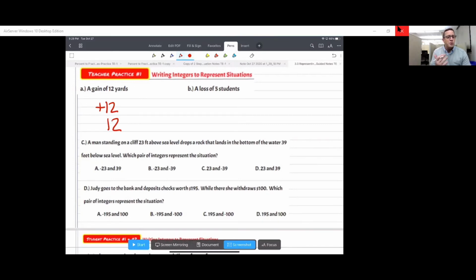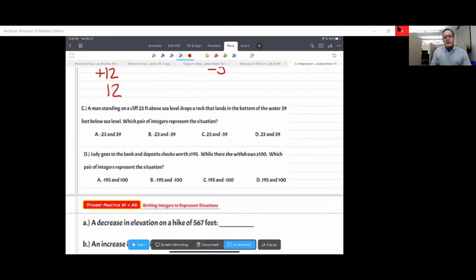A loss of 5 students, okay? Let's say we're doing a fire drill or something and I'm missing 5 students. Well, that would represent a negative. So -5.